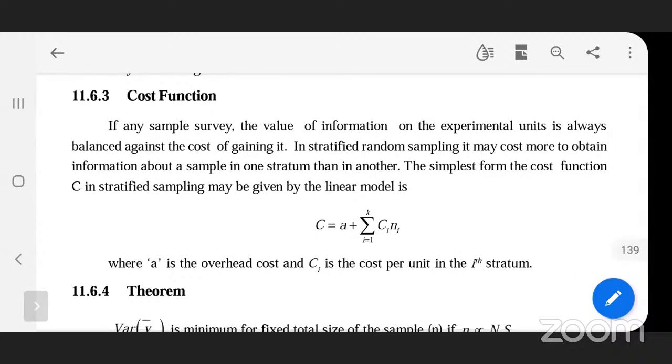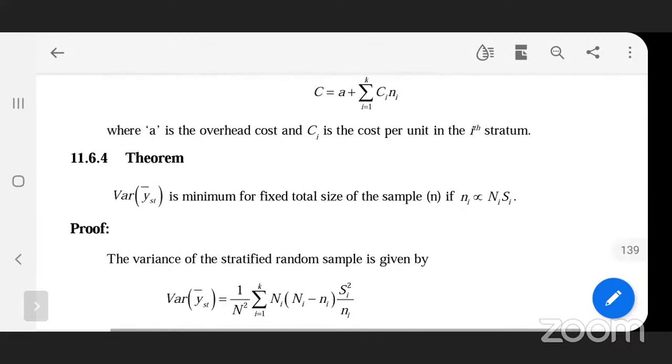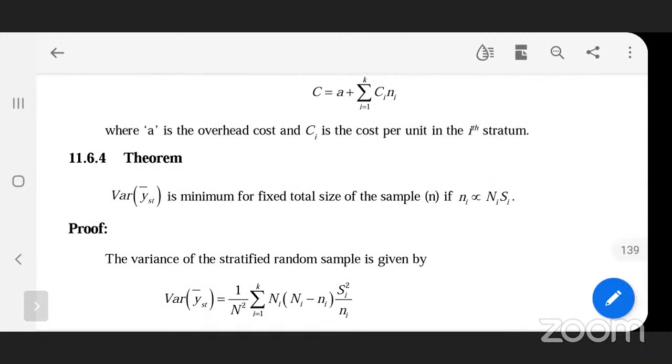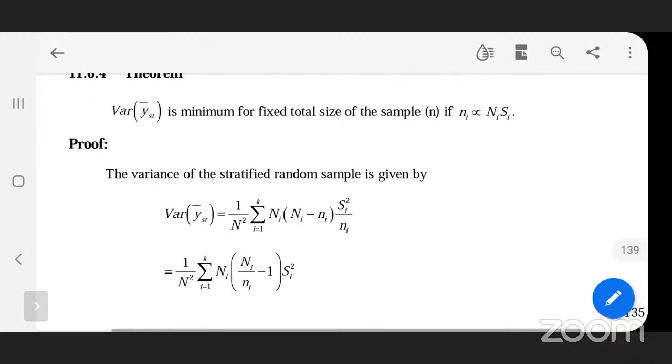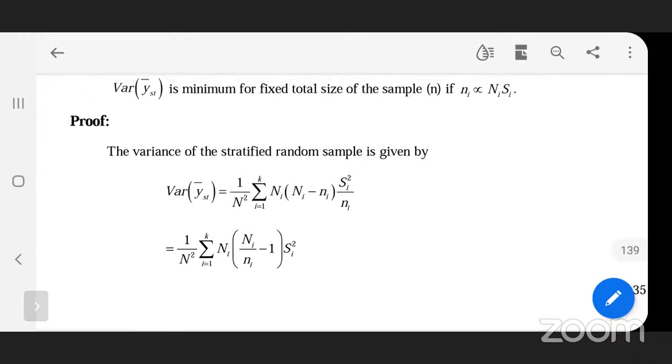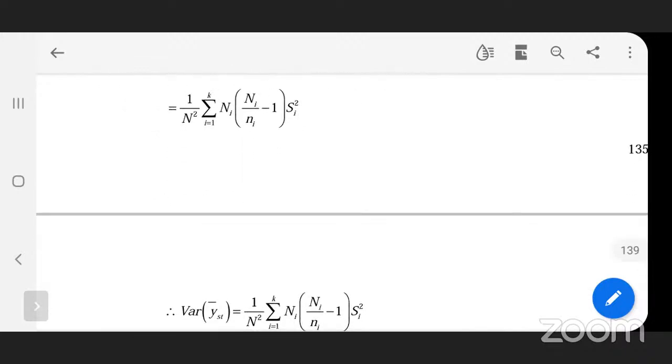Next, the cost function we can consider is C equal to A plus summation I equal to 1 to K, Ci Ni, where A is the overhead cost and Ci is the cost per unit in the ith stratum. And the theorem: the variance of YST bar is the minimum for a fixed total sample size N if ni is directly proportional to Ni into Si. The variance of the stratified random sample is given by variance of YST bar equal to 1 by N square into summation Ni into Ni minus ni into Si square by ni.